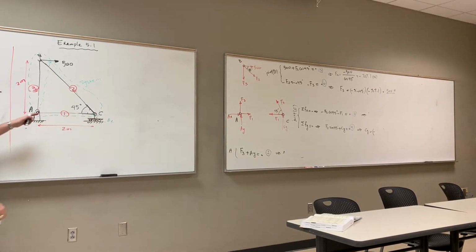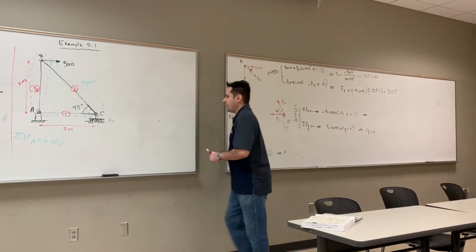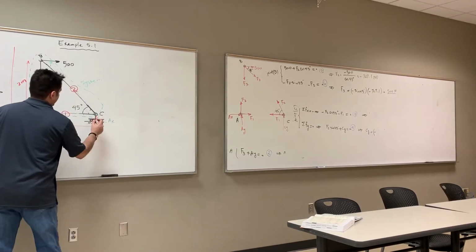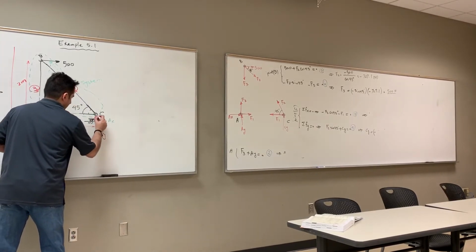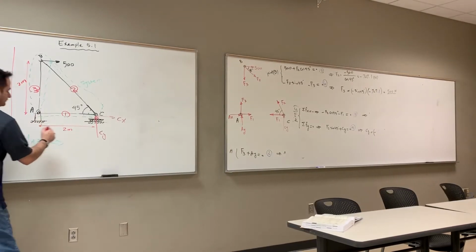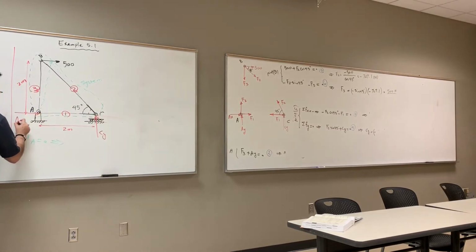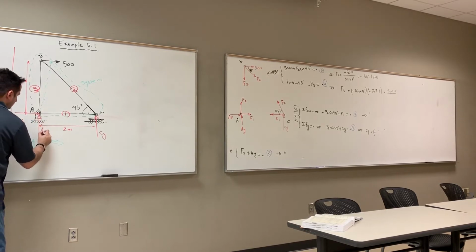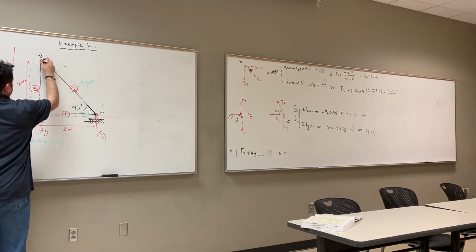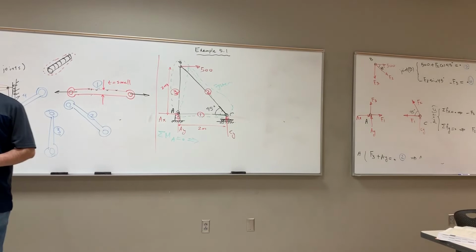Write the moment equation around A. What do you get for this system? You have a CY here. These are the external loads: CY, CX. Actually, there is no X because it's a roller. CY, AX, AY, and 500. These are my loading on the system.